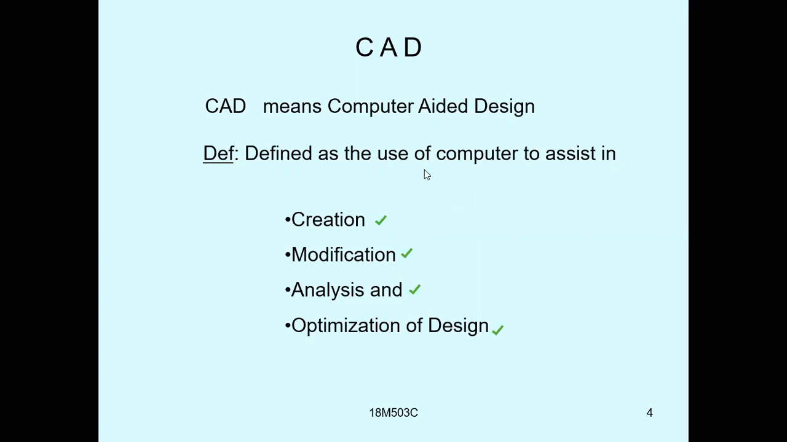Here we are using the computer for the design concepts. You may create a new design, or you can modify an existing design, or you can analyze a design for different stresses, strains and deflections, or you can optimize a design. That means you can change the parameters for optimization. These things we can do in a CAD system. That means by using a computer we can do all these things of a design. That is called CAD.